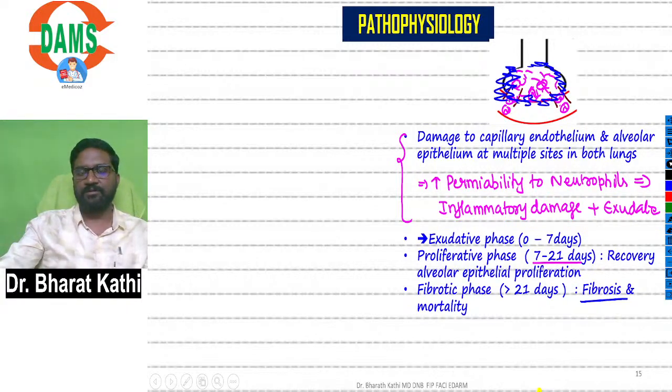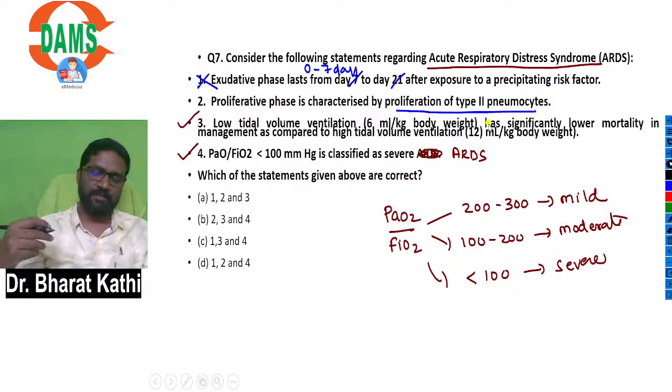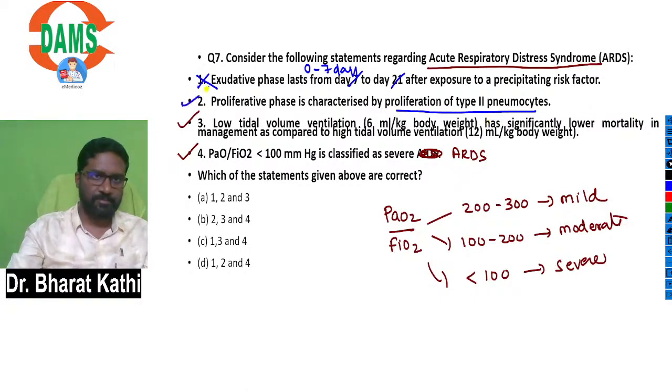3 phases. First week is exudative. This is the damage phase. Second and third week, it is the recovery phase if you treat the disease properly. So you have time only these 2 weeks. If you don't treat properly, they can go into fibrotic phase, which can result in mortality. So the question given here is exudative phase is not 7 to 21. This is proliferative phase. It is 0 to 7 days. So this is a wrong option. Characterized by proliferation of type 2 pneumocytes? Yes, because if alveolar epithelium has to proliferate, type 1 have no capacity to regenerate, it is only type 2. So the answer is 2, 3, 4.